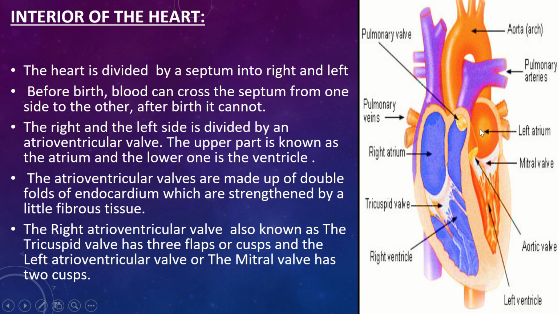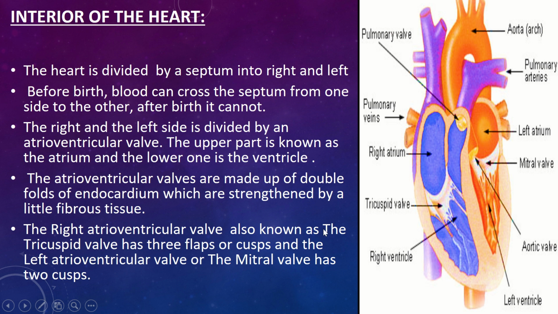So in both the right side and the left side, the upper part is called the atrium and the lower part is known as the ventricle. The thing which is separating the atrium and the ventricle is called the atrioventricular valve. The name itself tells you: atrium, ventricle, atrioventricular valve. The atrioventricular valves are made up of double folds of endocardium strengthened by little fibrous tissue.